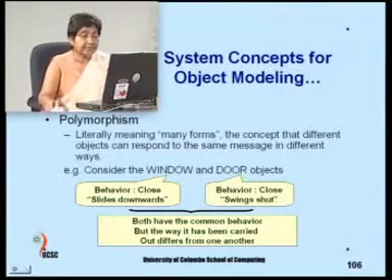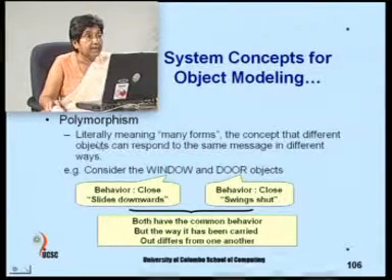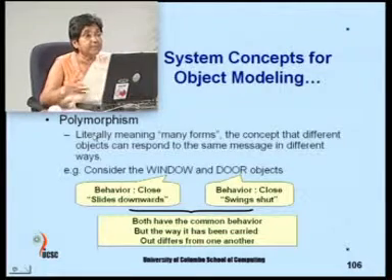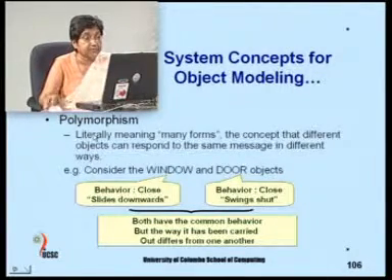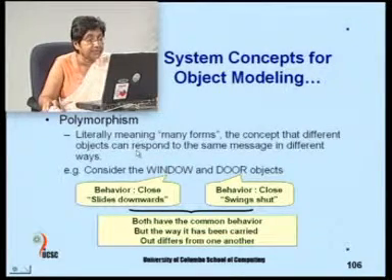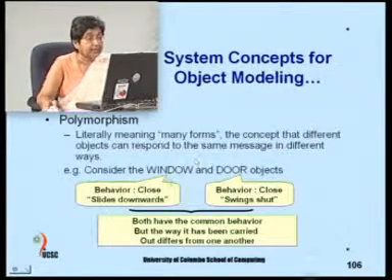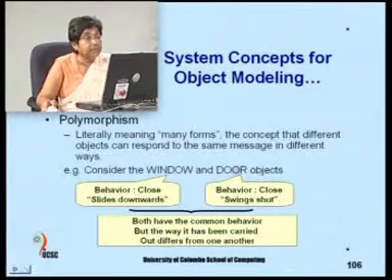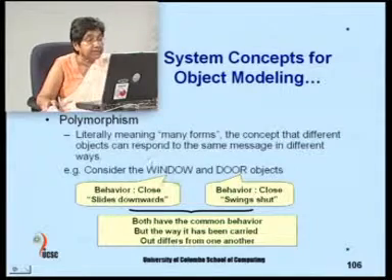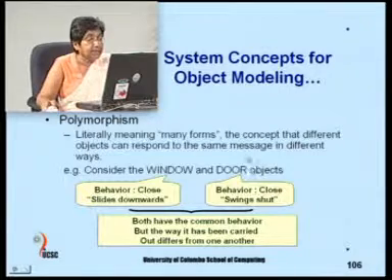Then another concept in object modeling is what is called polymorphism. Literally meaning many forms. It is the concept that different objects can respond to the same message in different ways. Consider the example of window and door objects. The window has the behavior close. A door also can have the behavior close. These are two different objects. Window is one object and door is another. Both can have the same behavior.